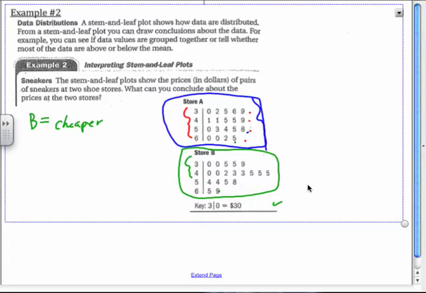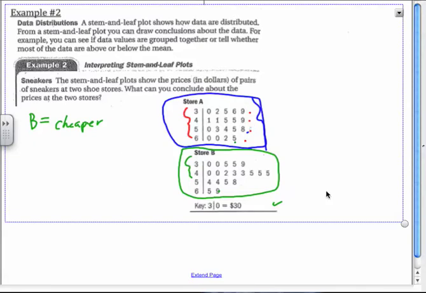Now, CB says he thinks that store A is cheaper. And why is that, CB? Well, they may have less. They may have it more spread out. Their prices are more spread out, but the 4s and the 40s and 30s, they can still stack up to equal a lot of money. There's still a lot of options in 30s and 40s here for store A. Yeah. So think about this.